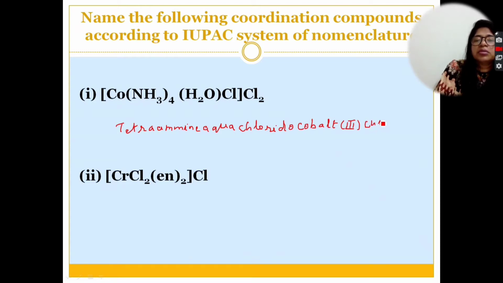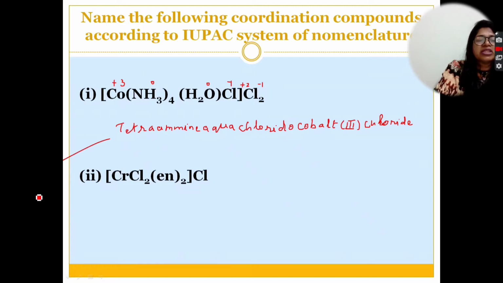chloride. Why cobalt 3? Because here NH3 charge is 0, H2O charge is 0, Cl is -1. Here you have -1 into 2, -2. So outside the coordination entity is +2. So here cobalt should be +3, because +3 -1 only will give you +2 outside. Now let us go to the next.